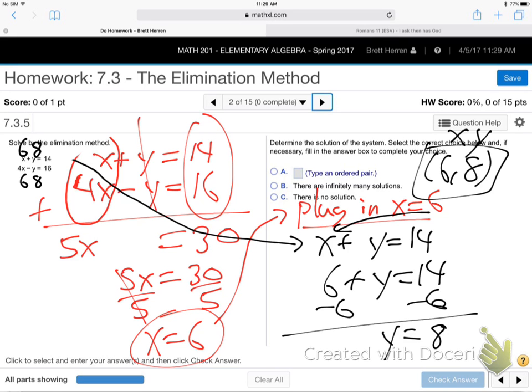4, let me squeeze it in. 4 times 6 minus 8, so that's what? 24 minus 8. Oh yeah, 16. That's right. See how it's working? See how x equals 6, y equals 8 make both equations true? That's what the answer is.